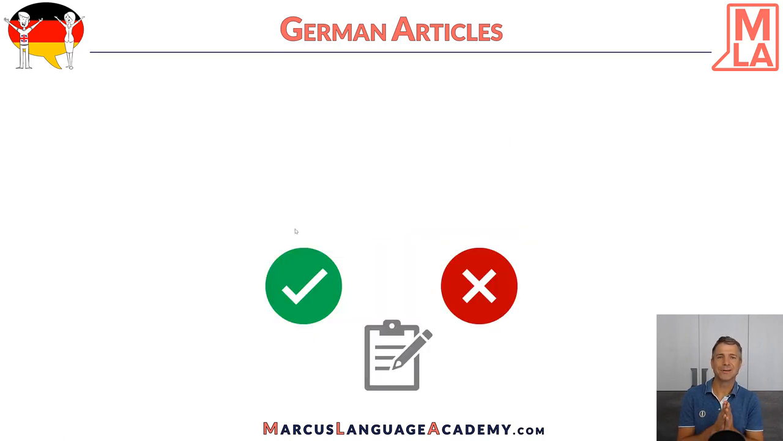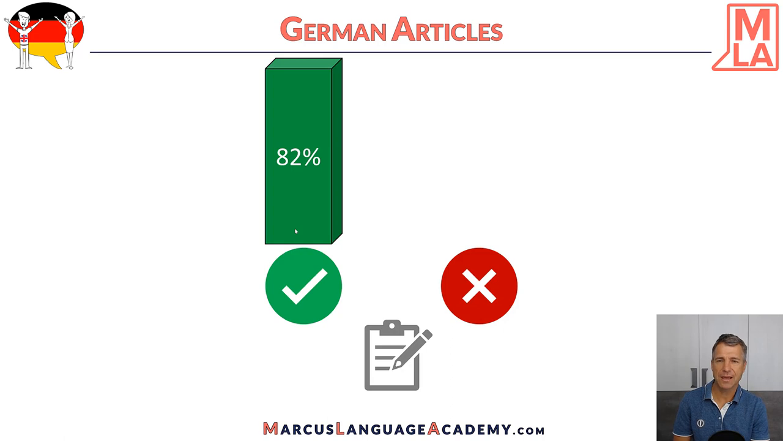Okay, so how was your result now? I think much, much better. Normally people get at least 82% right and just 18% wrong. So you see how colors and images change everything. I highly recommend, if you have trouble with an article, visualize something. You don't need to draw or paint, just imagine it. It will help a lot to remember the articles better.